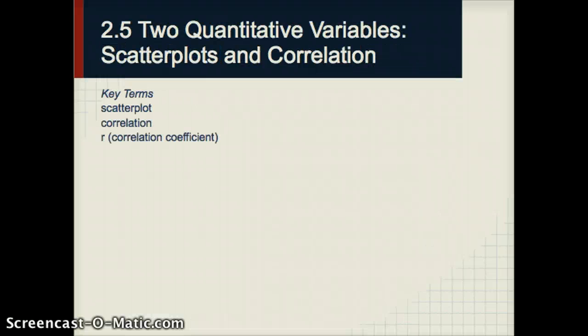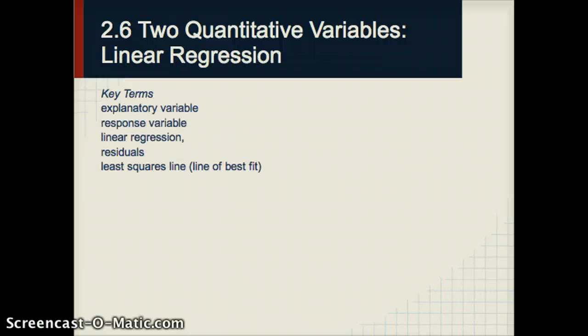In section 2.5, we learn about scatter plots, correlation, and the correlation coefficient. I'm not going to talk a lot about this. I also recorded a video telling you how to generate these quantities. Section 2.6, linear regression. Again, the other clip I'm providing will show you how to compute this least squares line. The other stuff you'll find in the reading, and please go over it carefully.